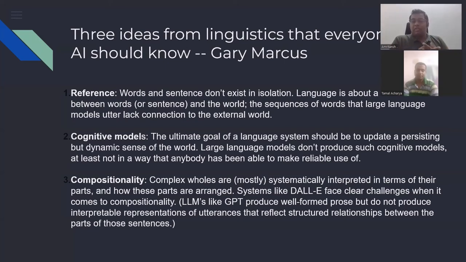Systems like DALL-E face clear challenges when it comes to compositionality. And large language models like GPT produce well-formed prose but do not produce interpretable representations of utterances that reflect the structured relationship between parts of those sentences. So it can generate sentences, but many times the compositionality or connectivity is completely missing. It feels like two or three random lines have been put together, and that brings a lot of distrust.